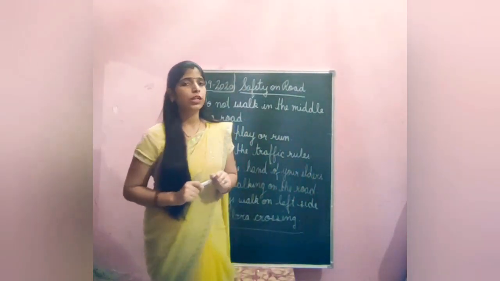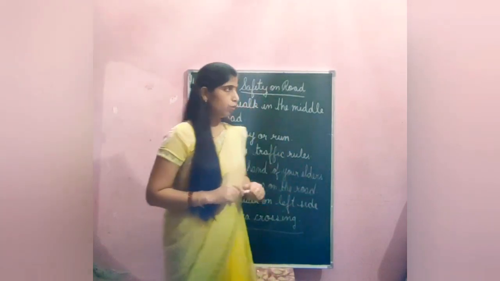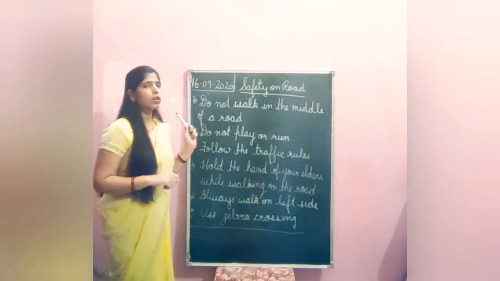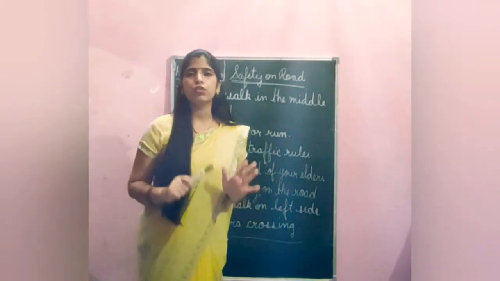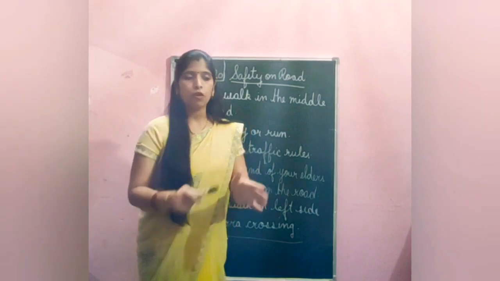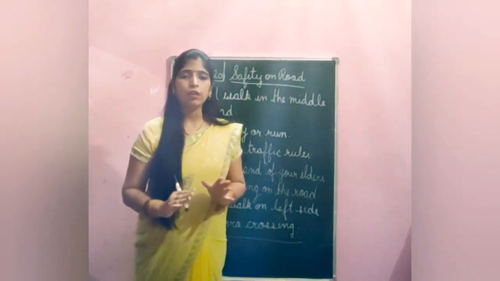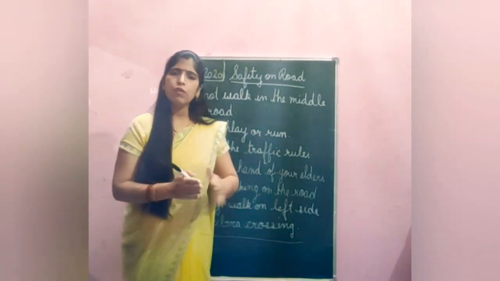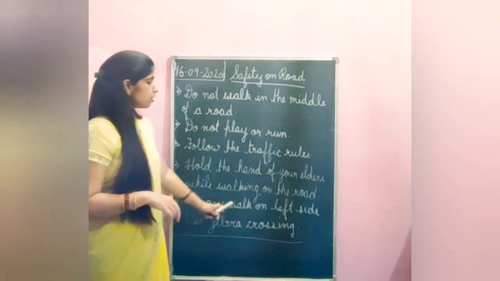Now we are going to study the basic rules that you have to follow while you are on the road. The first and very important thing is, do not walk in the middle of the road. This means, children, we should always avoid walking in the middle, because in the middle of the road, vehicles and everything are coming. So you should always avoid walking in the middle of the road. You should always move towards your left side. I have written in the last point, children, always walk on the left side.